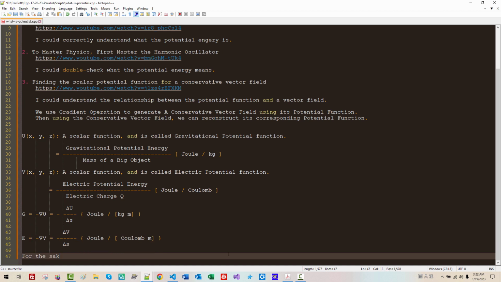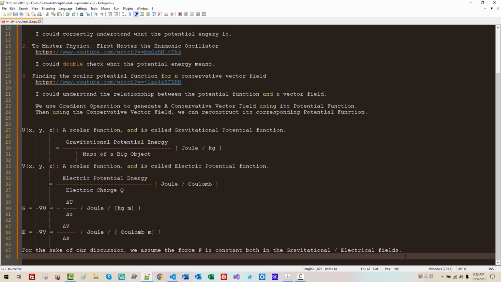For the sake of our discussion, we assume the force F is constant in both the gravitational and electrical fields. Actually, it is not constant, but we assume it is constant.